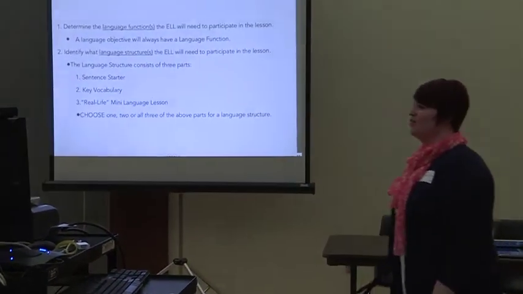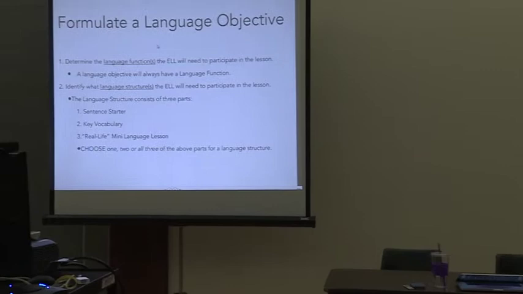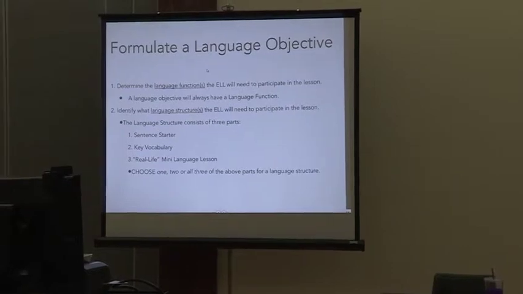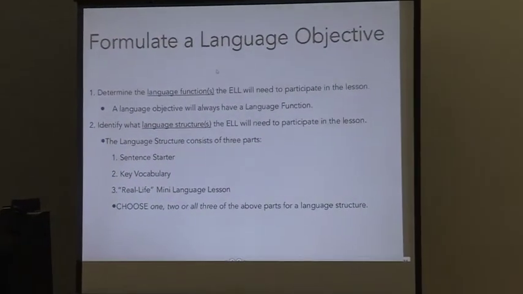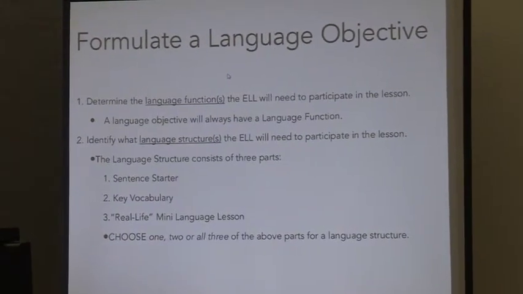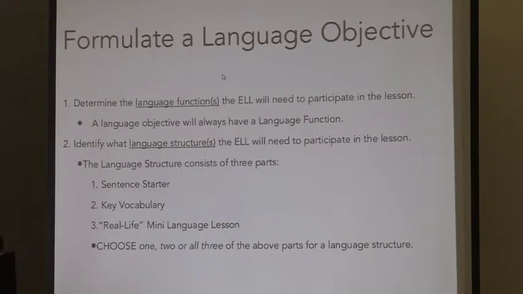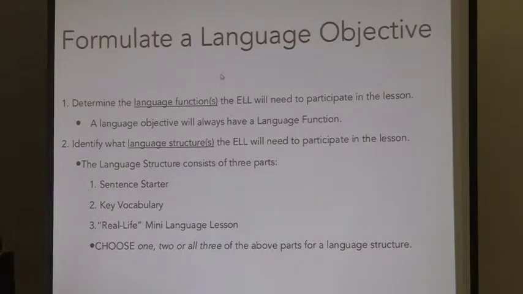Okay, so here's how you formulate a language objective. Again, this is a very quick way of doing this. So there's always a language function and there's the language structure. So a language function is going to be the objective and then what they're going to identify. The language structure then would be how they're going to do that. Is it going to be with a sentence starter? Is it going to be with vocabulary? Is it going to be a mini lesson as far as life language or a real life application? The correct verb tense, things like that. So you always have your language function and then you have your language structure. You can choose one of the language structures or you can do all three.